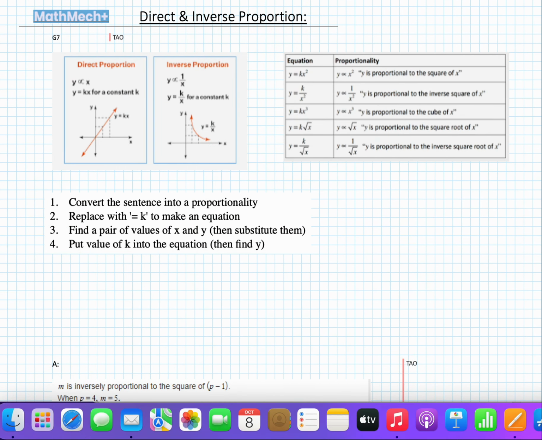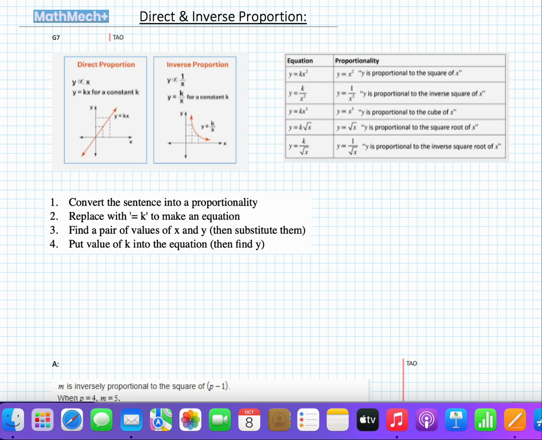In this lesson, we will look at direct and inverse proportion. We will do 3 exam questions that are quite common. In the picture, you can see a graphical representation of direct and inverse proportion.